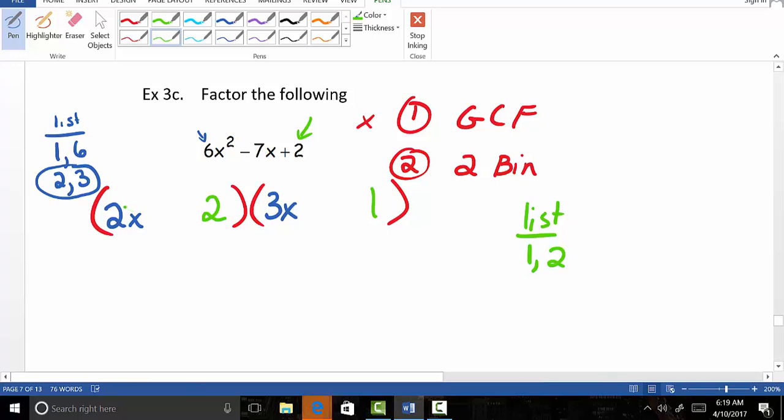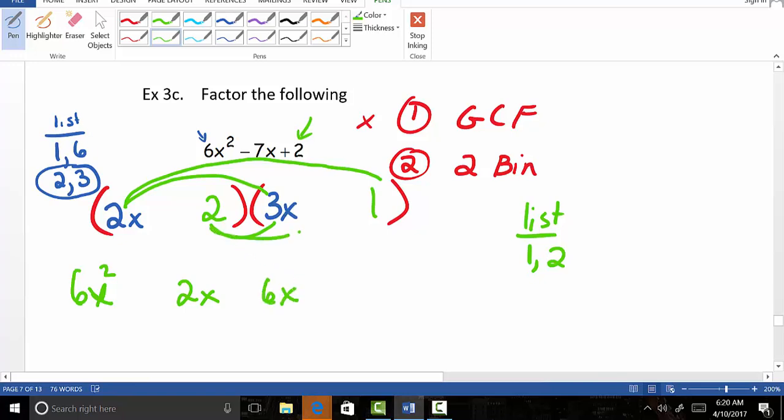Well, if we distribute, we end up with our 6x squared like we normally end up with. Kind of already knew that was going to happen. And then when we distribute the 2 and the 1, we end up with 2x. But then when we distribute the 2 with the 3x, we get 6x. And then lastly, the 2 times the 1, we get our positive 2 that we're hoping for. When we try and combine these two middle numbers, unfortunately, we just don't end up with that 7 in any way. It doesn't matter if one's positive or one's negative. The best we can get is pretty much 8. And that's not 7 that we need.